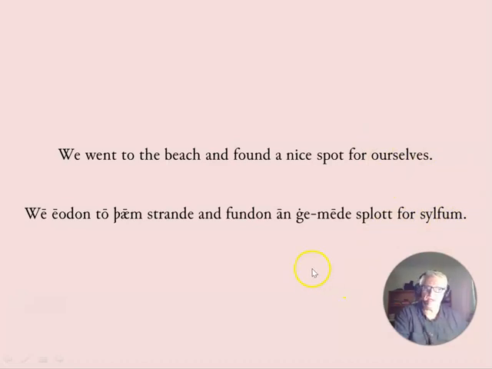Anyway, these are examples involving pronouns and all the rest. So these are simple examples. You can apply them in many contexts.